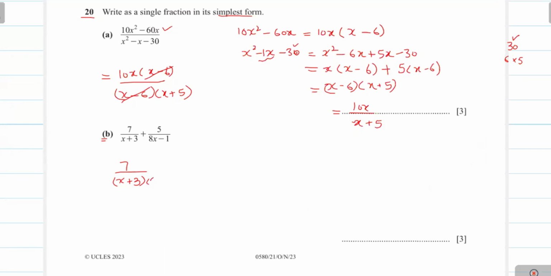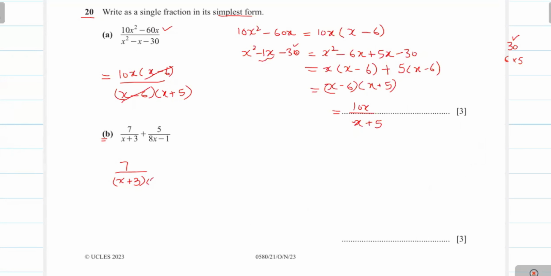You see here both fractions have the same denominator. Therefore, we can write this as 7 into 8x minus 1 plus 5 into x plus 3 over x plus 3 into 8x minus 1.